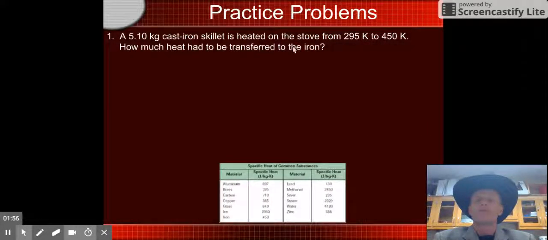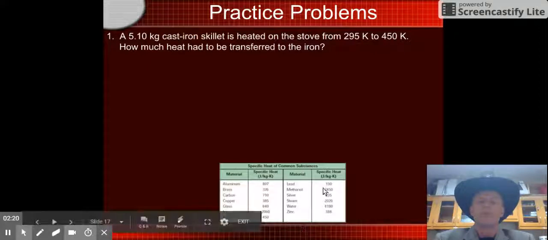For example, there are a couple of problems here I'd like to look at. This first one says a 5.10 kilogram cast iron skillet is heated on the stove from 295 to 450. How much heat had to be transferred to the iron? Well, if you look down here at the chart, iron, iron, iron. There's iron down there. 450 joules per kilogram Kelvin would be the specific heat. My daddy used to use those cast iron skillets.